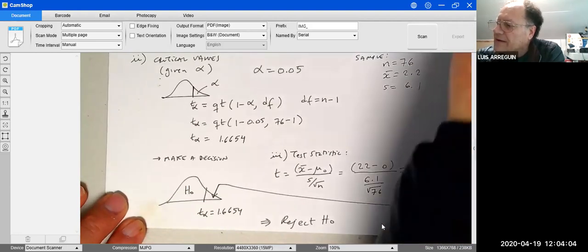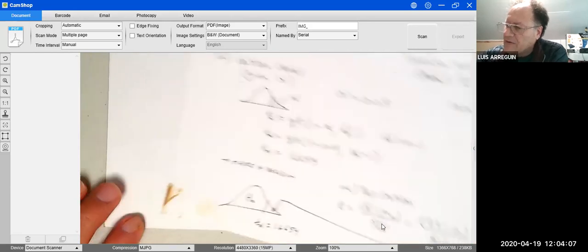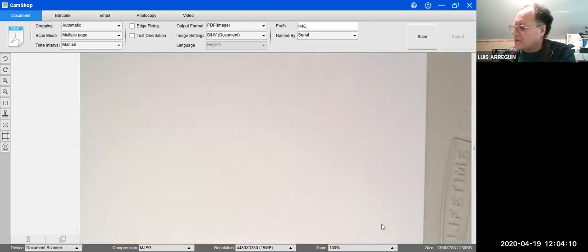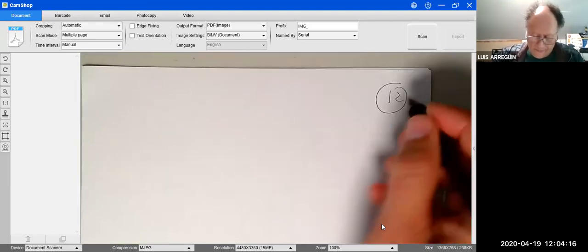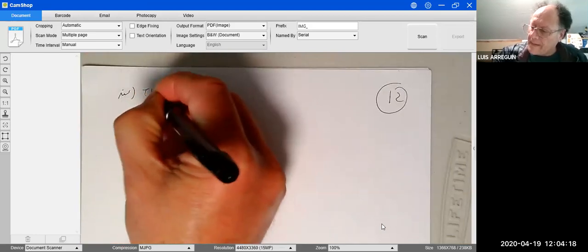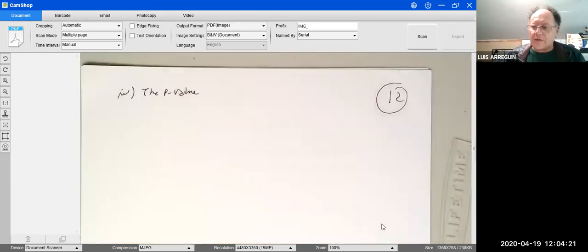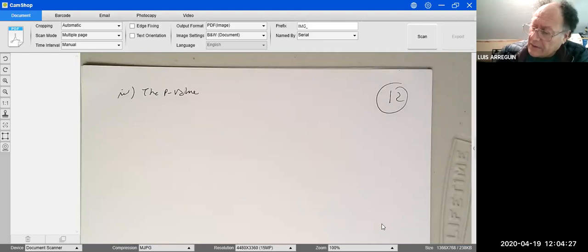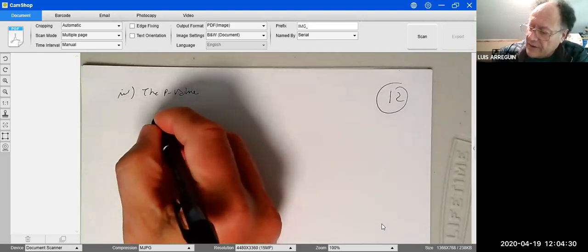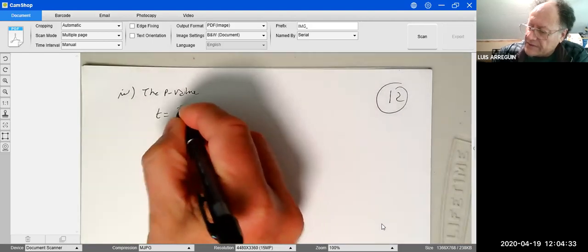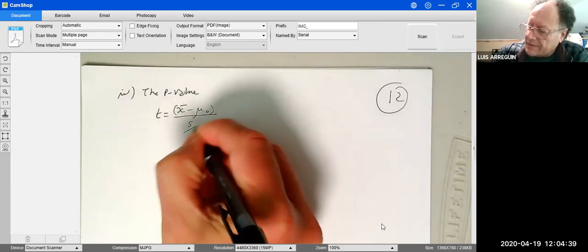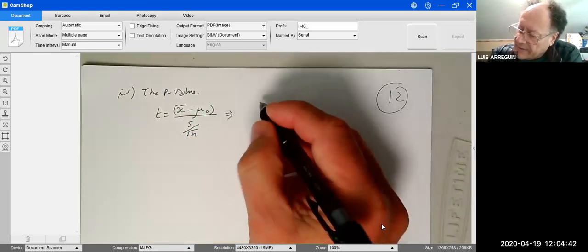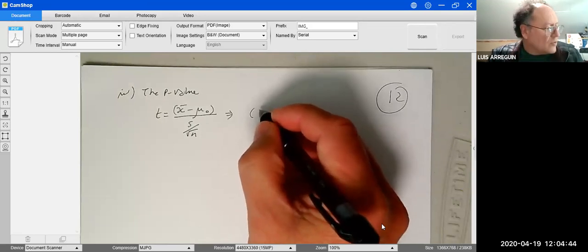Now we're going to find the p-value. We're going to continue with the same problem but using a different method to find the answer. So we're going to find the p-value for this problem. Again, we need the test statistic that we found before. So our t is just x bar minus mu over s over the square root of n. I can write this in terms of the values that I'm going to use.